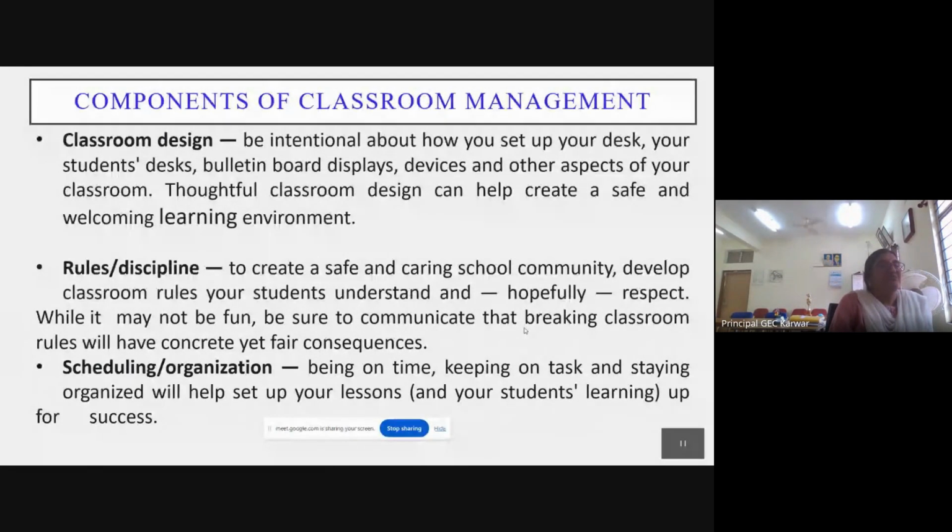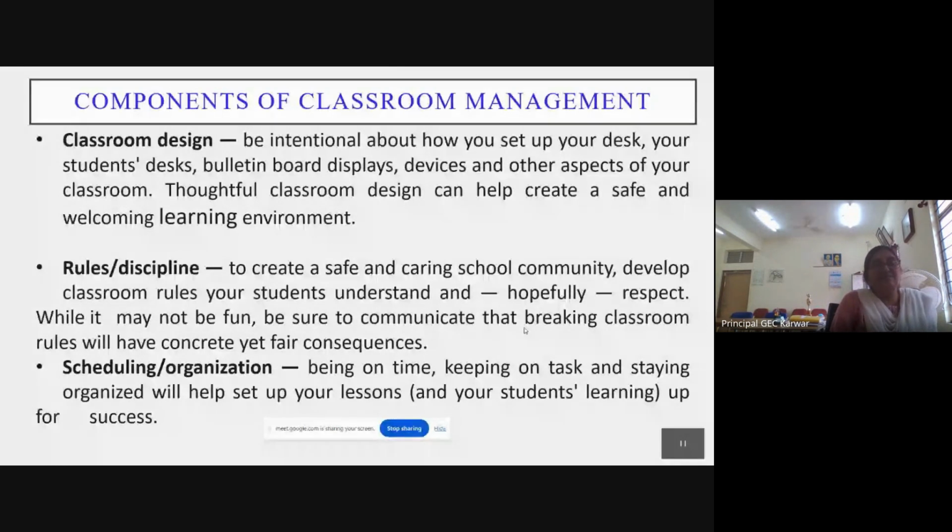Then, what are the different components of classroom management? Classroom design is one of the important factors, how the classroom should be. Be intentional about how you set up your desk, your students' desks, the board, display boards, devices, and other aspects of your classroom. We need to teach the students to keep the classrooms clean, and desks should be placed in a proper manner. Thoughtful classroom design can also help to create a safe and welcoming learning environment. That also matters a lot.